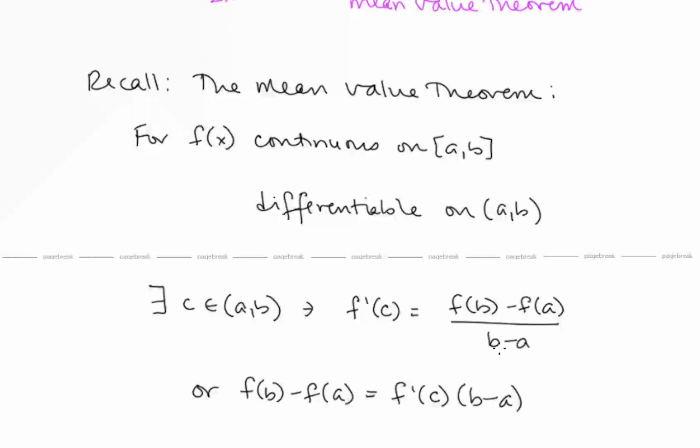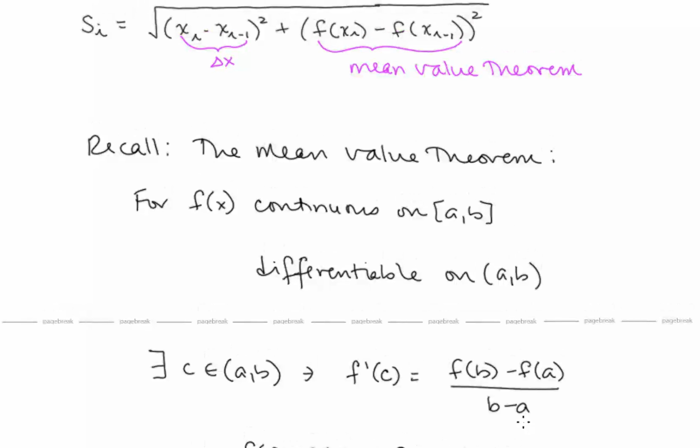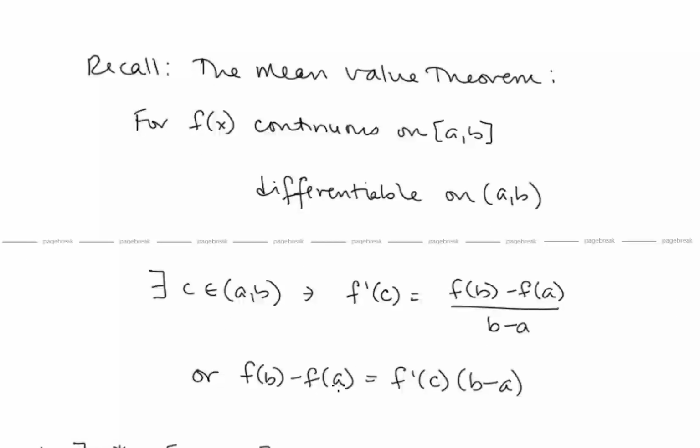And so if we multiply by b minus a on both sides, we have f of b minus f of a is equal to f prime of c times (b minus a). So what we have up here is f of xi minus f of x_(i-1). And so we can replace that by f prime of some number in that interval multiplied by (xi minus x_(i-1)).